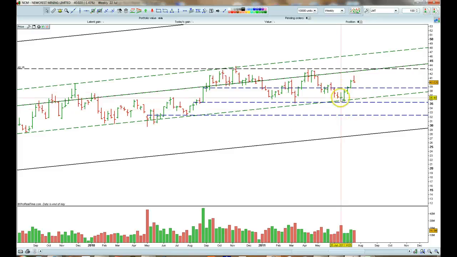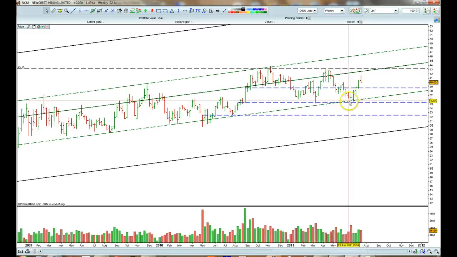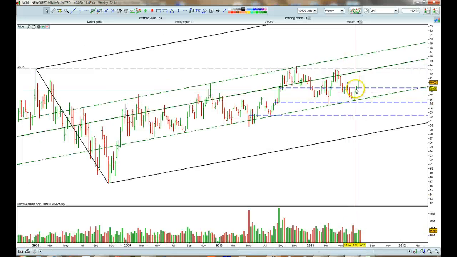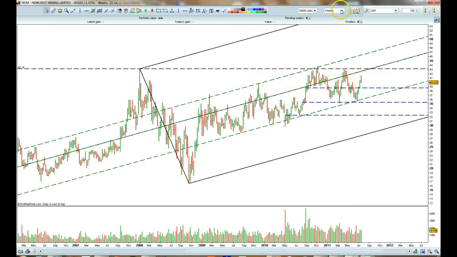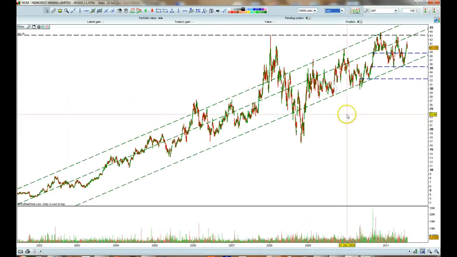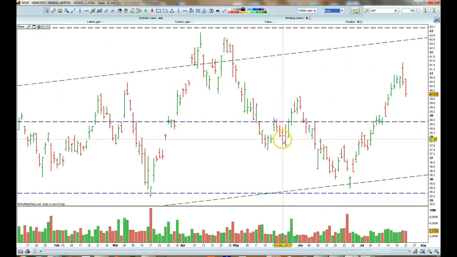Again, we get what looks like a down bar that closes off its low on top of the channel. Ultra high volume, narrow spread, well, compared to the other bars. And then it's gone up. So you do have some bullish bars there. Let's have a look at the daily. There's a channel there we're in.